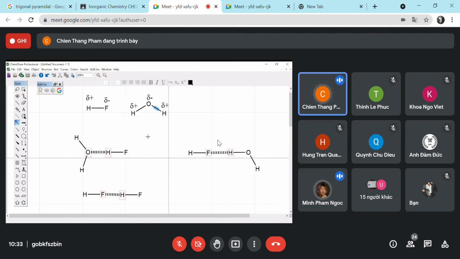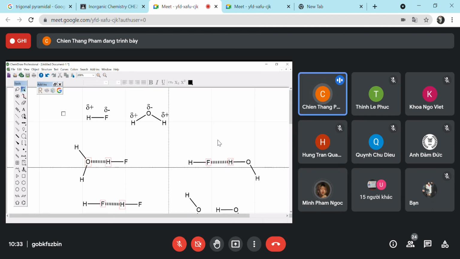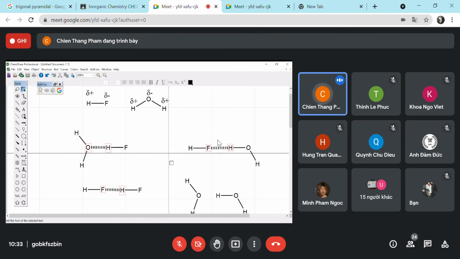Now let's consider water and water. What happens with the water and water molecules here? Is there any hydrogen bond here? Yes, with the hydrogen and oxygen. Let's see that. Okay, so now in the HF solution, not only HF or water, but both types, so they have 4 types of hydrogen bond.